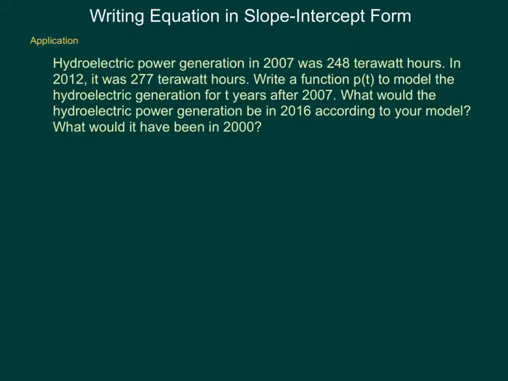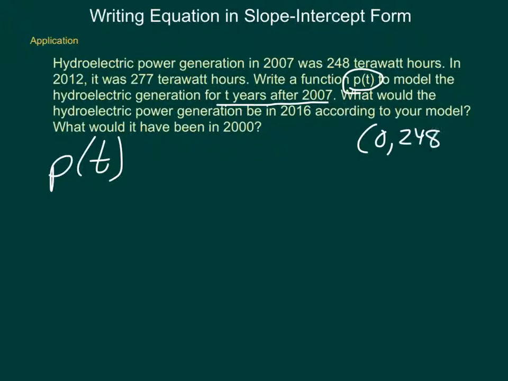So if we take these items, we have to look at our equations, or our information. P of t is what we're calling our function. So instead of y or f of x, we're doing P of t, power based on time. Next, we are told that t is years after 2007. So if I have the year 2007, that's been 0 years, and I have 248 terawatt hours. In 2012, which is 5 years after 2007, that number had increased to 277 terawatt hours. So I can use this to help find my slope.